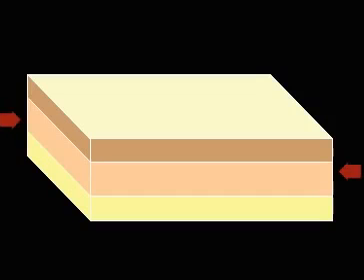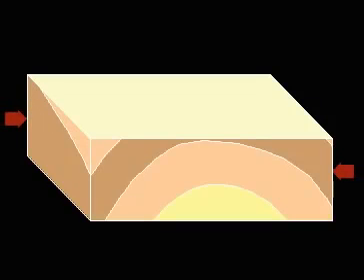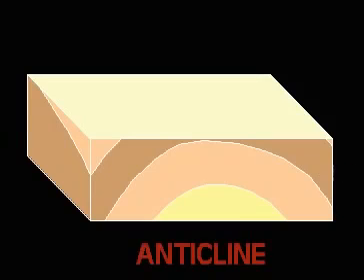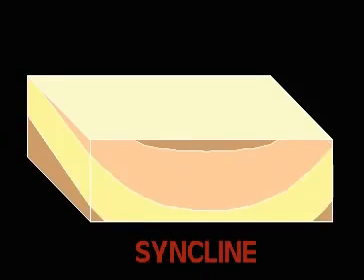Folds are commonly found in sedimentary rocks and are best displayed in stratified rocks, but can be found in any foliated rock. Folds are undulations in stratified rocks and are formed as a result of compressive stresses. In nature, various types of folds are observed. Common among these are the anticline and syncline.